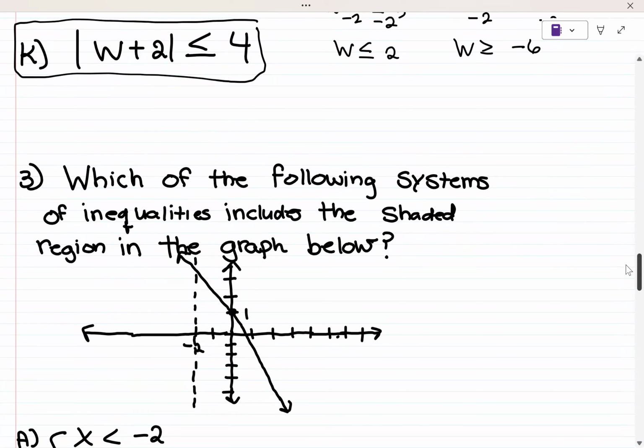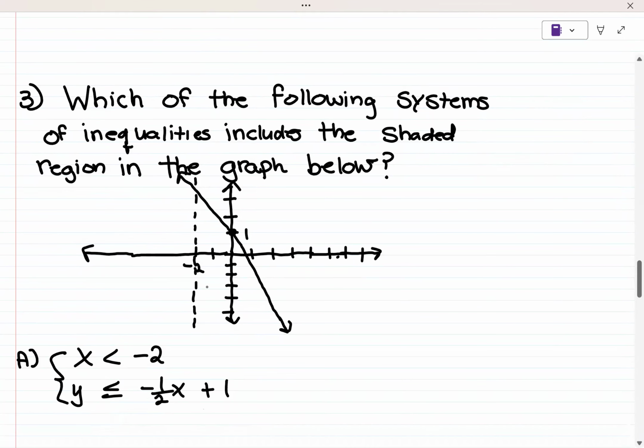Okay, question 3 says, which of the following system of inequalities includes the shaded region in the graph? Oh, and I forgot to show it, there should be a shading right here. So sorry. Okay. So here's our graph.